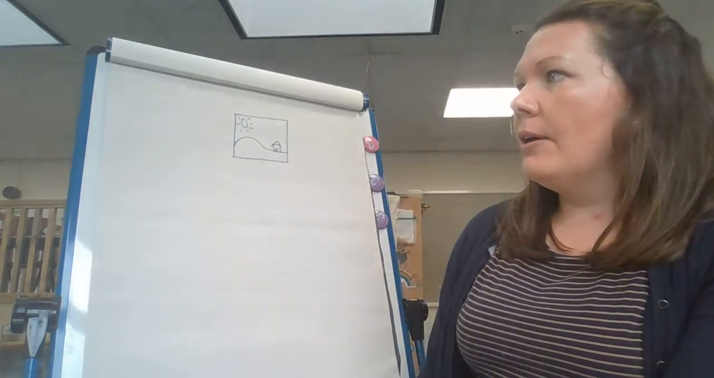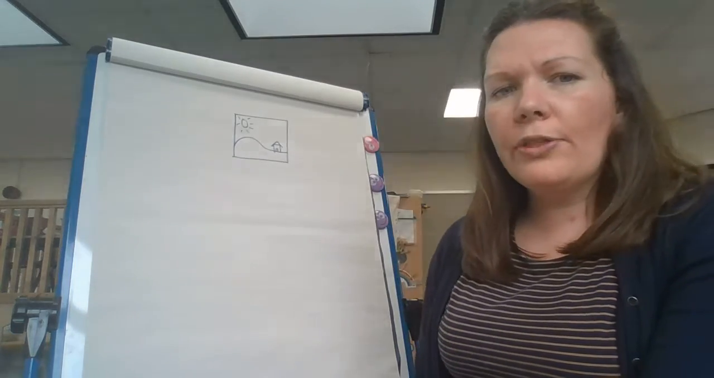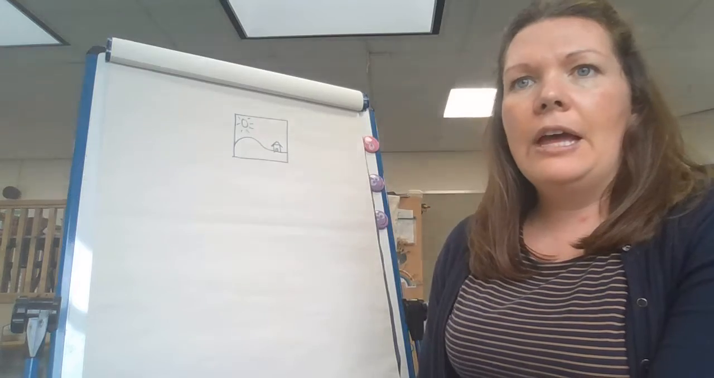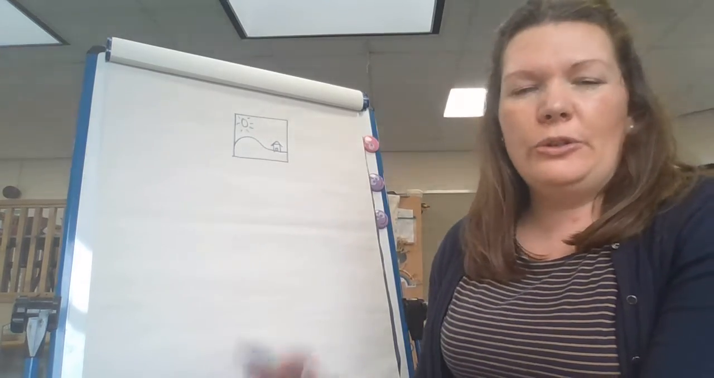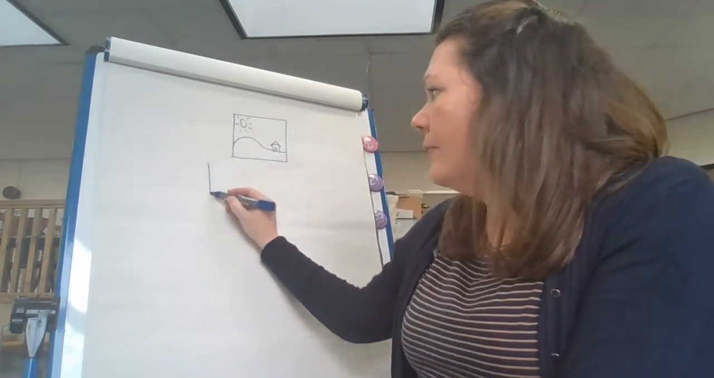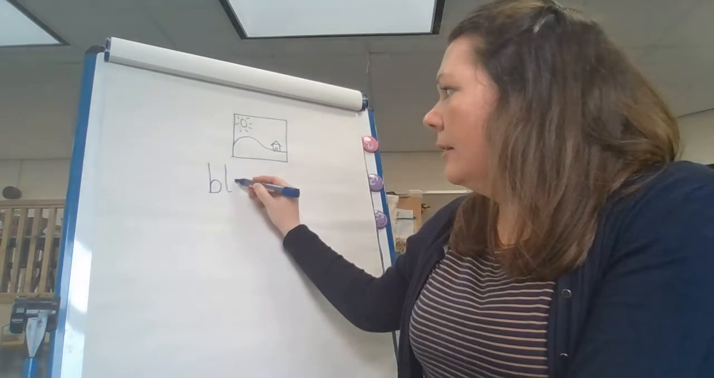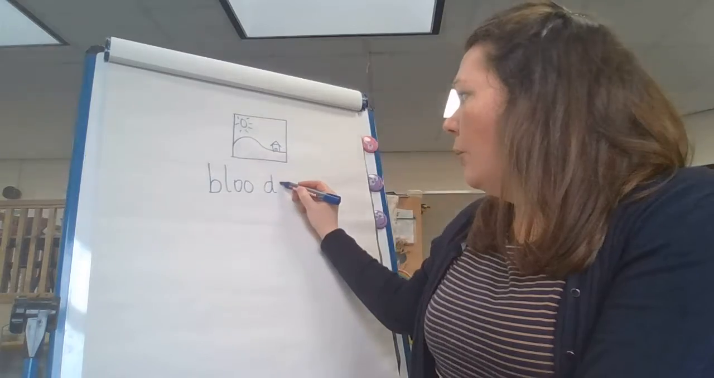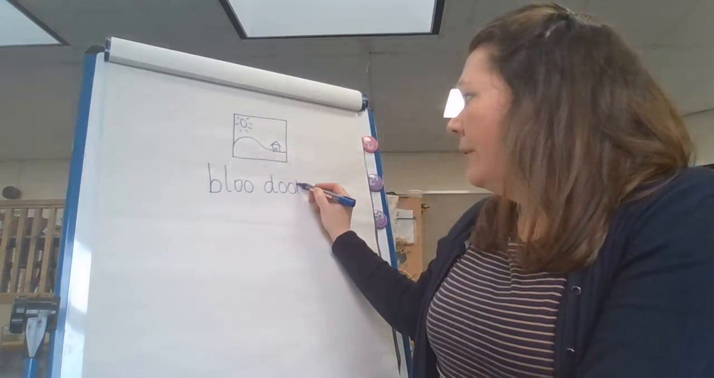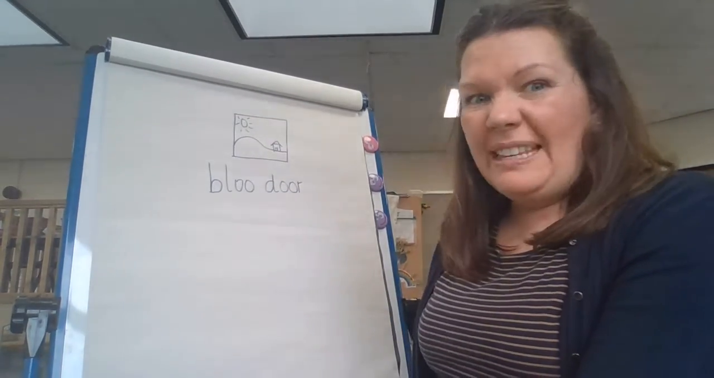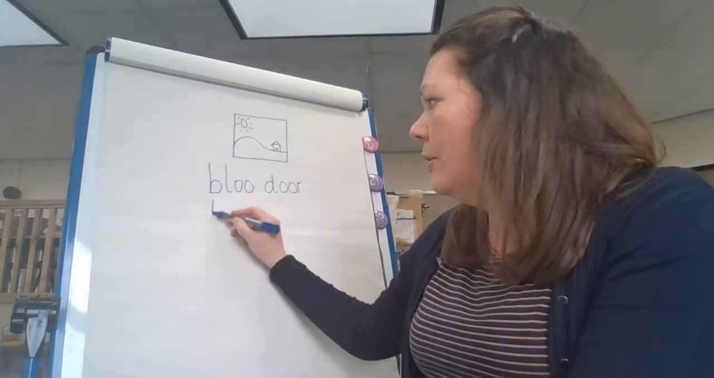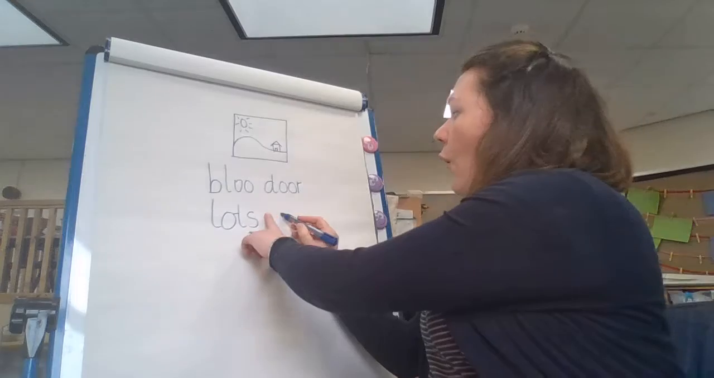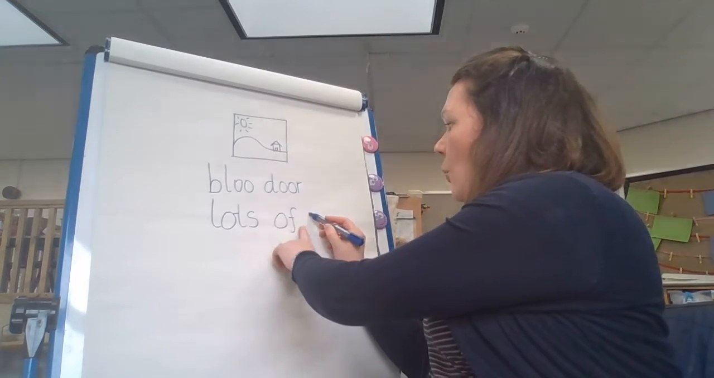So I'm going to think about what the Brown's house might look like. Let's think, what colour front door does it have? So let's have blue. So let's write our plan down. So my front door is going to be blue door. And lots of windows. I think it has lots of windows. So lots of windows.